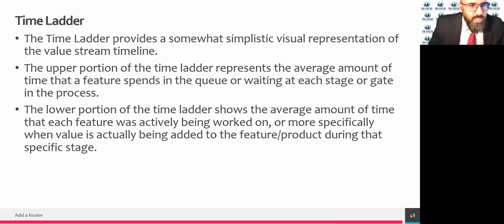timeline. The upper portion of the time ladder represents the average amount of time that a feature spends in the queue, or waiting at each step or gate. The lower portion of the time ladder shows the average amount of time that each feature was actively being worked on, or more specifically, when value is actually being added to the feature product during that specific stage.